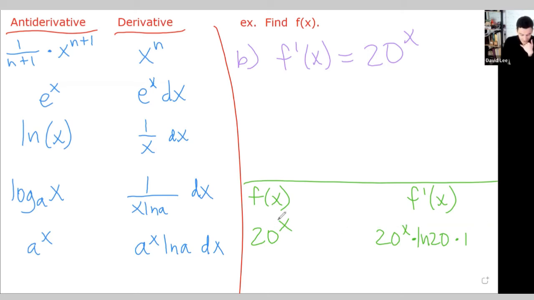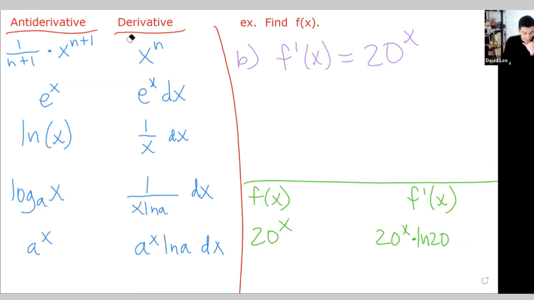So this was my guess. This is its derivative. Does this look like what we want it to look like? No. But it's not too far away. How do I make this look like that? I have to make all this here disappear. Do I really have to write the times 1? I don't have to. Let me just get rid of it.